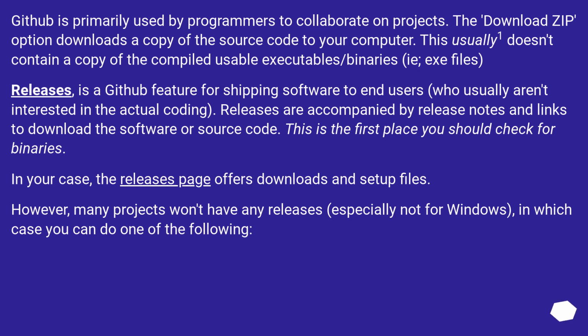Releases is a GitHub feature for shipping software to end users, who usually aren't interested in the actual coding. Releases are accompanied by release notes and links to download the software or source code. This is the first place you should check for binaries. In your case, the releases page offers downloads and setup files. However, many projects won't have any releases, especially not for Windows, in which case you can do one of the following.